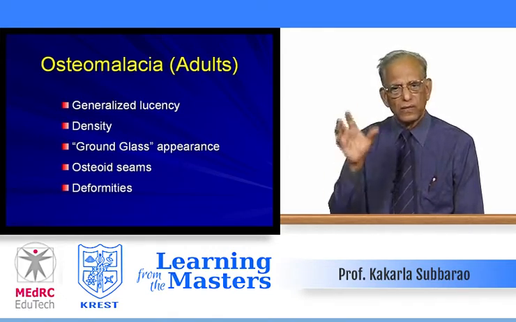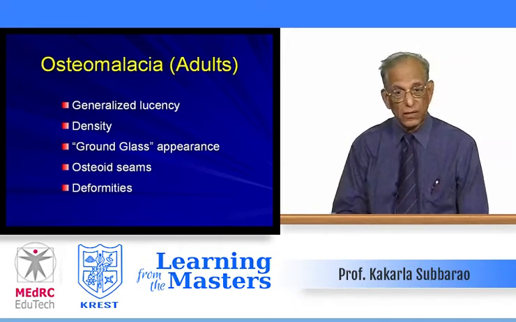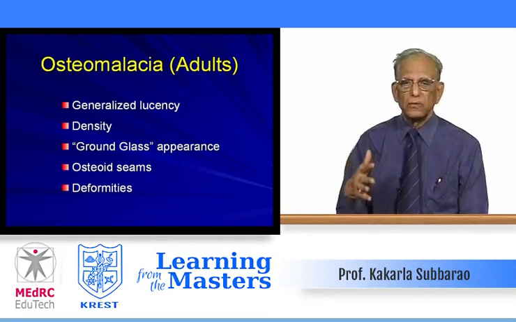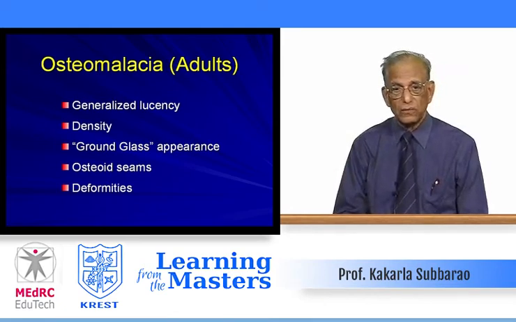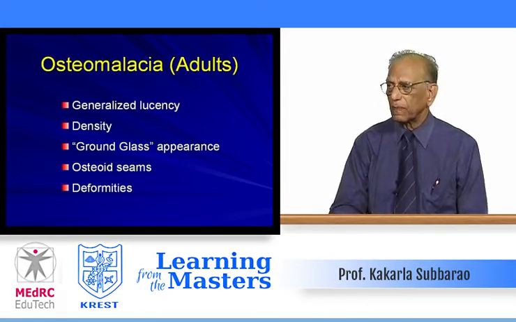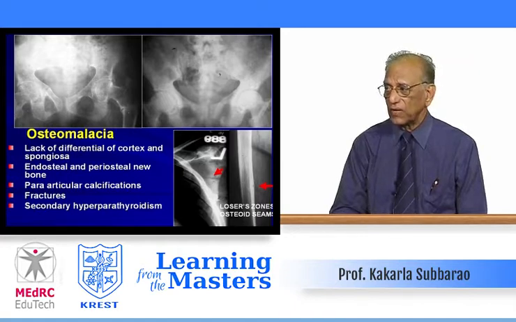Again, the same findings that you find in rickets, namely generalized lucency, occasionally increased density due to osteoid excess, ground glass appearance of bones, osteoid seams or Looser zones, and deformities due to osteomalacic soft bones. Lack of differentiation of cortex and spongiosa, endosteal and periosteal new bone formation also you may get, para-articular calcifications, fractures, Looser zones, and secondary hyperparathyroidism eventually.